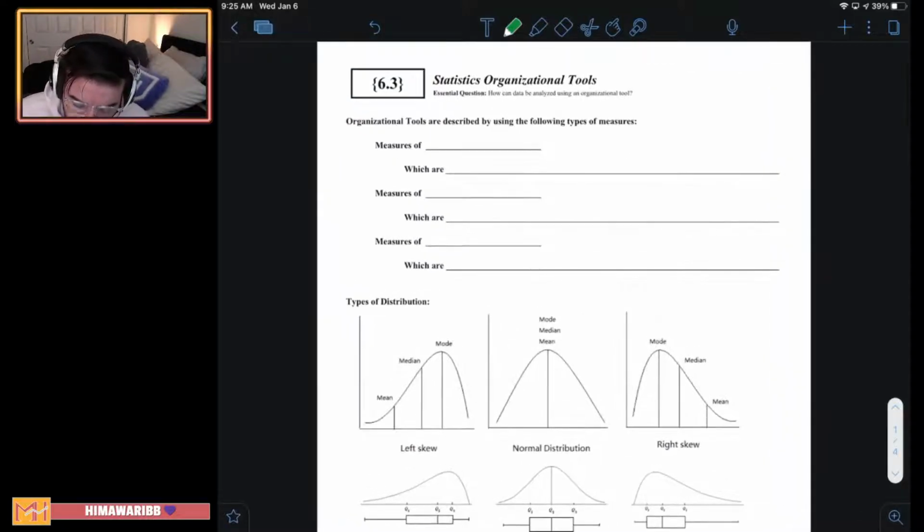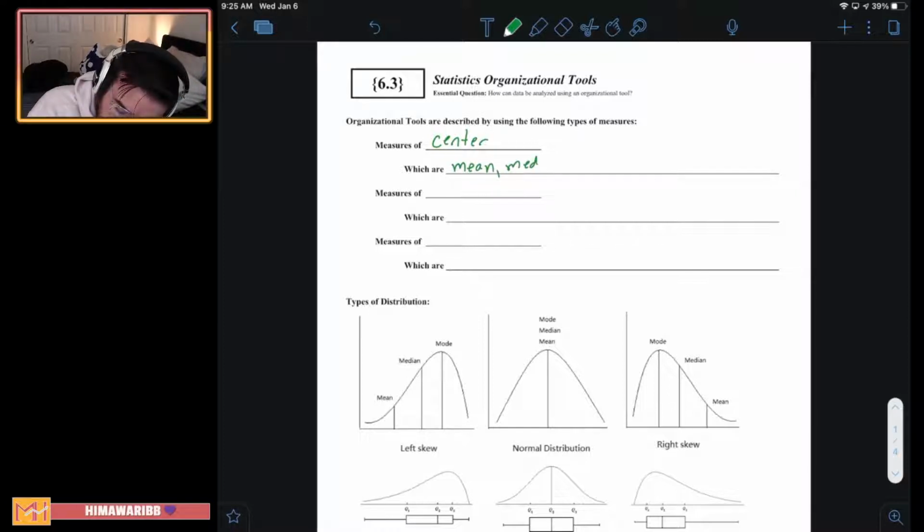So, the first thing we're looking at is just some definitions. There are organizational tools. One of them we call measures of center. And the way we measure center is using mean, median, and mode. Then there are measures of spread, meaning how spread out the data is. And we use range, IQR, and standard deviation to describe those things.